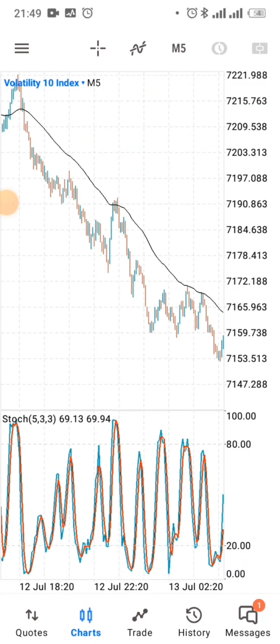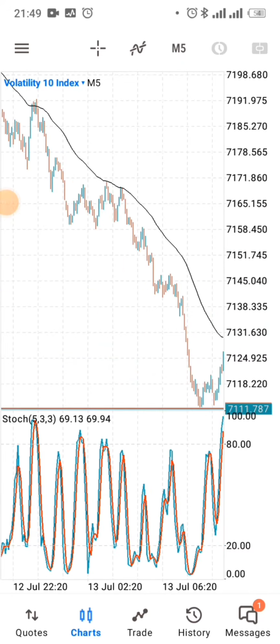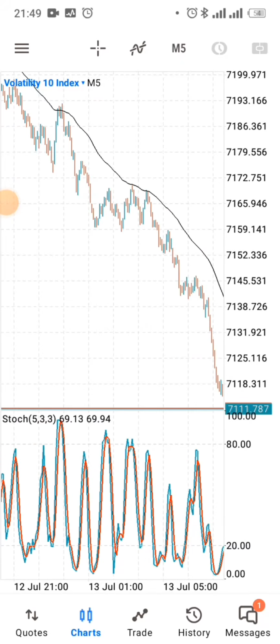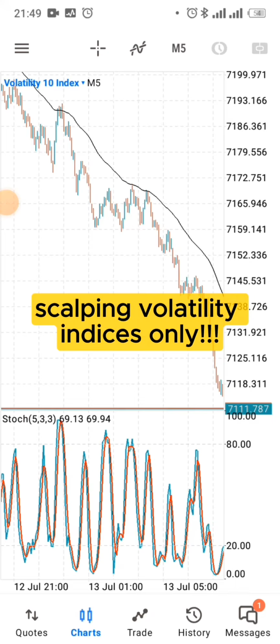Got another strategy for you scalpers out there, so you don't have to frustrate yourselves looking for the best strategy anymore, because I've got it right here for you. This strategy is for scalping volatility indices. This one doesn't work on Boom and Crash. All my strategies usually work on Boom and Crash, but this one is strictly for indices only.